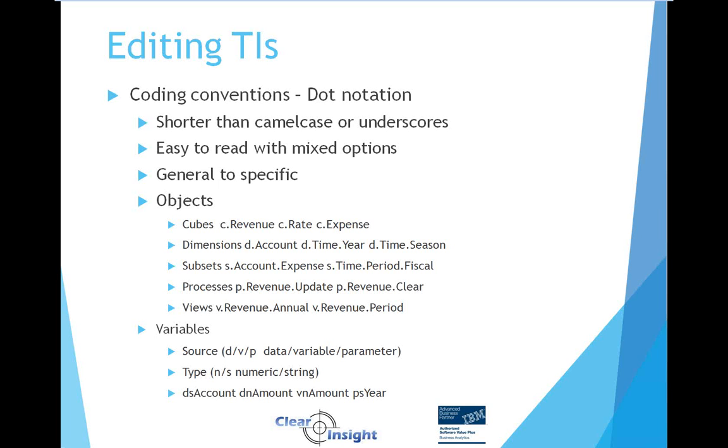We took some time to review what seems to be prominent around different TM1 implementations, and we found dot notation to be quite popular. Some of the advantages of dot notation is because TM1 is not an object-oriented language, dot notation is fine. In other languages, a dot notation may reference a method or a property of an object, where we don't have that concern here. By using dot notation, it's actually shorter than you'd find with camel case or underscores. So names tend to take up less screen real estate when you're reading through lists of them, and they're easier to read with mixed options.